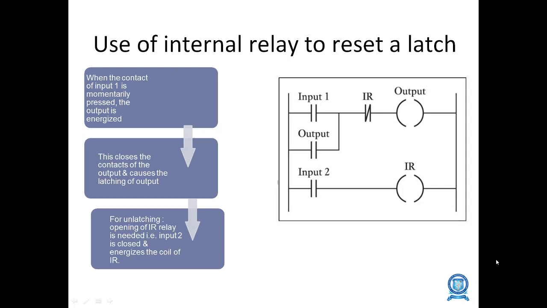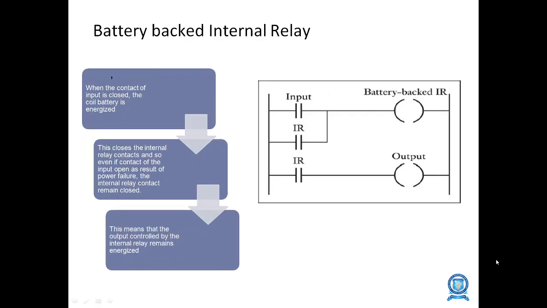Use of an internal relay to reset a latch. When the contact of input 1 is momentarily pressed, the output is energized, and this closes the contacts on the output and causes latching of the output. For unlatching, opening of the IR relay is needed, that is, input 2 is closed and energizes the coil of the IR. A battery-backed internal relay is shown similarly. Thank you.